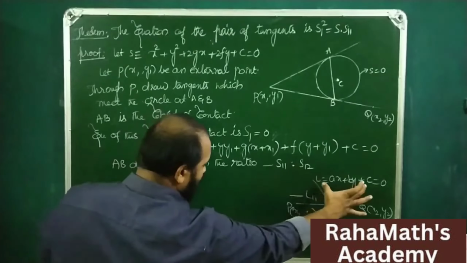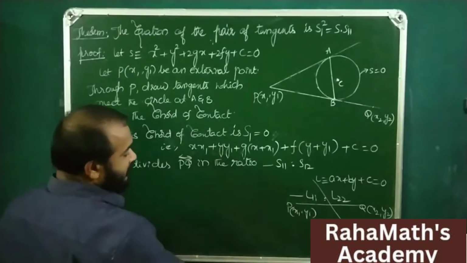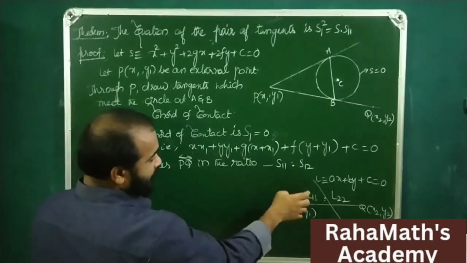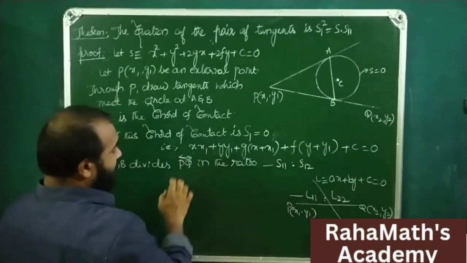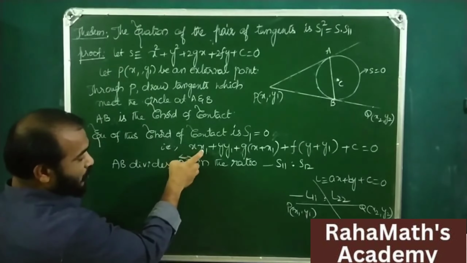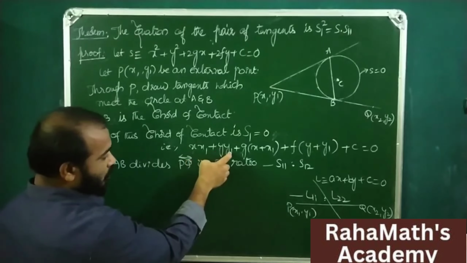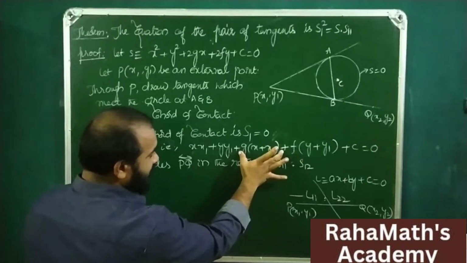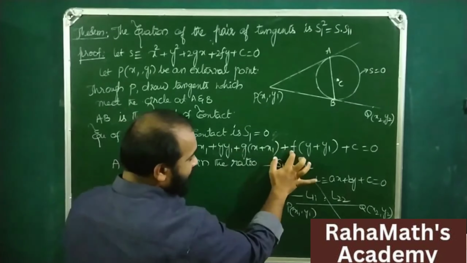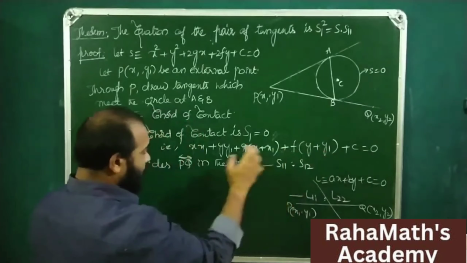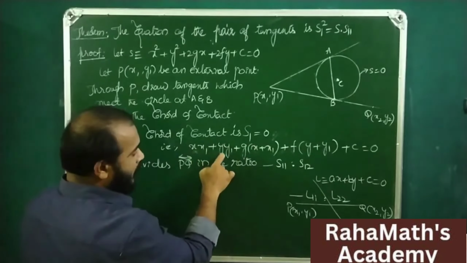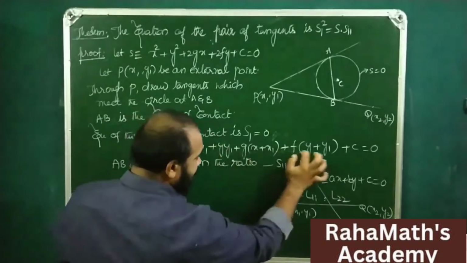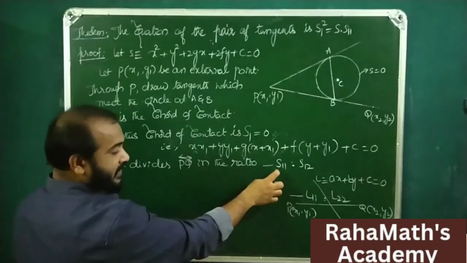Substituting the x1, y1 point in this. Likewise, substitute the x1, y1 point in this. Then x1 into x1 gives x1 square, y1 into y1 gives y1 square, and g into x1 plus x1 gives 2gx1, f into y1 plus y1 gives 2fy1. So what we are getting is x1 square plus y1 square plus 2gx1 plus 2fy1 plus c. If we substitute x1, y1 in this equation, we get S11.